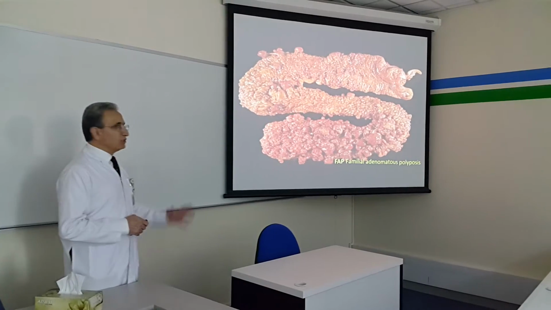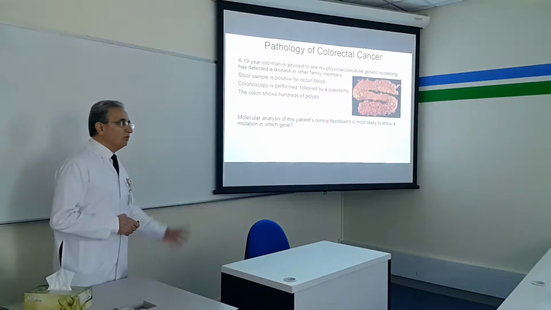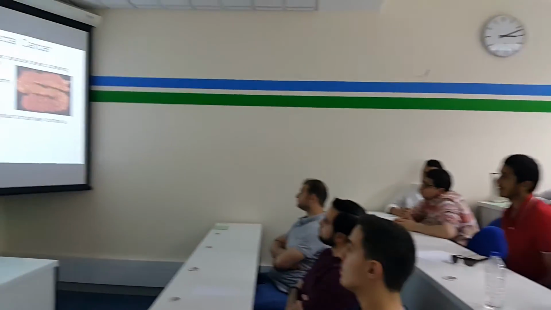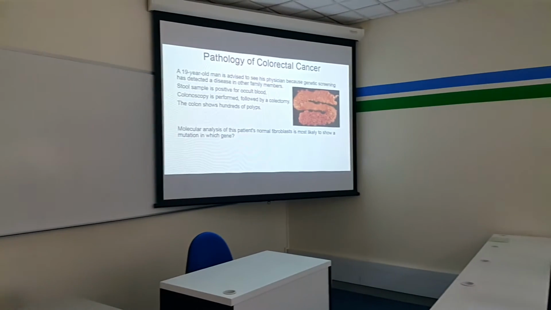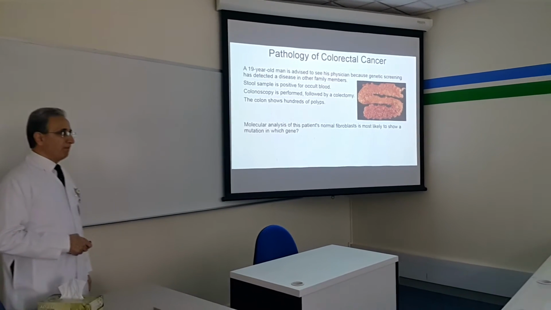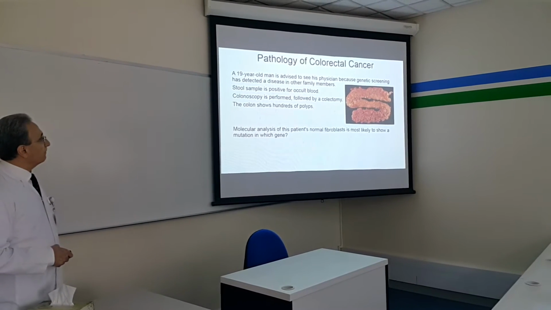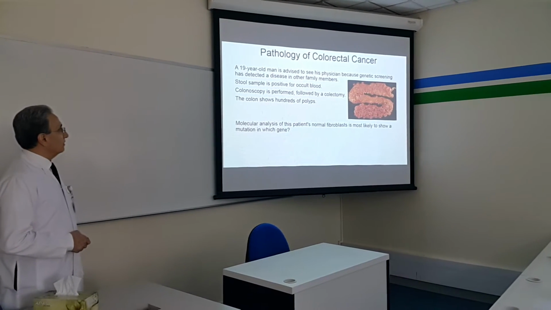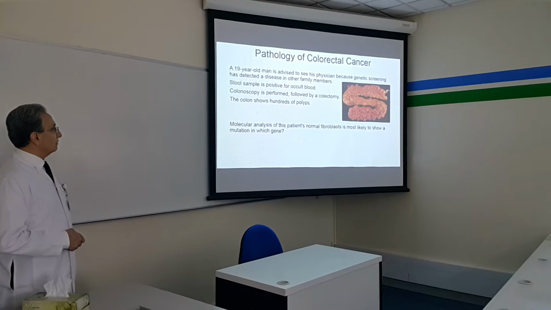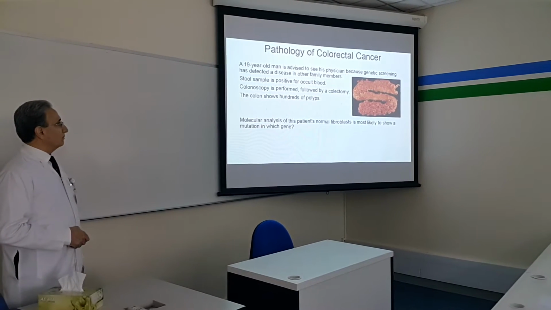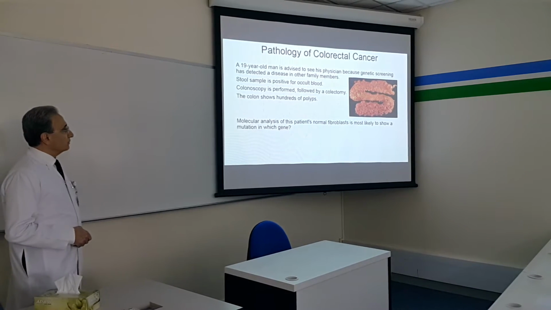Let's go over a story. How would this develop, or how do we proceed to colectomy? Why don't you read the story and let's see what it says. A 19-year-old man is advised to see his physician because genetic screening has detected the disease in other family members. Stool sample is positive for occult blood. Colonoscopy is performed, followed by a colectomy. The colon shows hundreds of polyps. Molecular analysis of the patient's normal fibroblast is most likely to show a mutation in which gene?